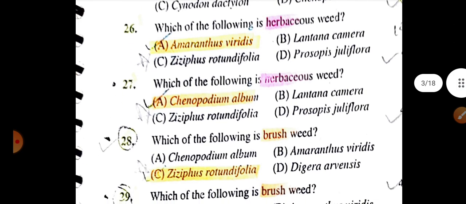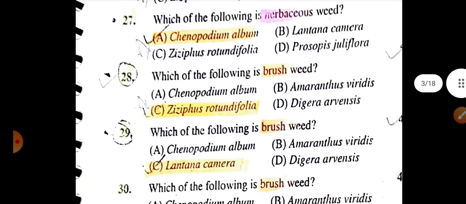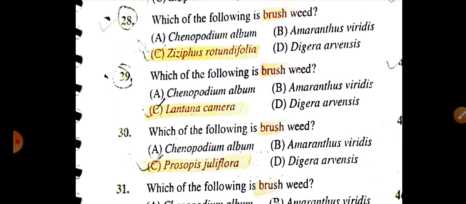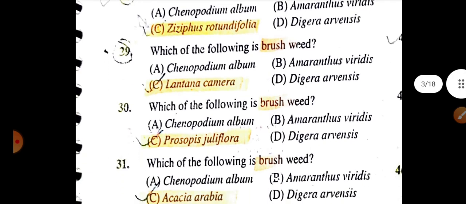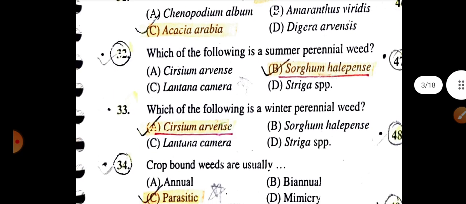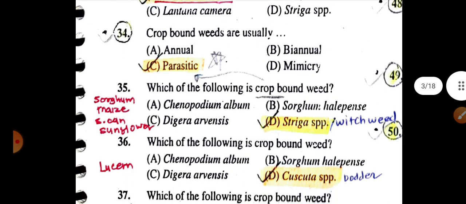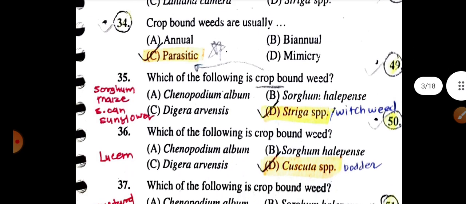Which of the following is a herbaceous weed? Amaranthus viridis and Chenopodium album are herbaceous weeds. Which of the following is a brushweed? Ziziphus rotundifolia, Lantana camara, Prosopis juliflora, and Acacia arabica. These are brushweeds. Which of the following is a summer perennial weed? Sorghum halepense. Which of the following is a winter perennial weed? Cirsium arvense. Crop bound weeds are always parasitic in nature.